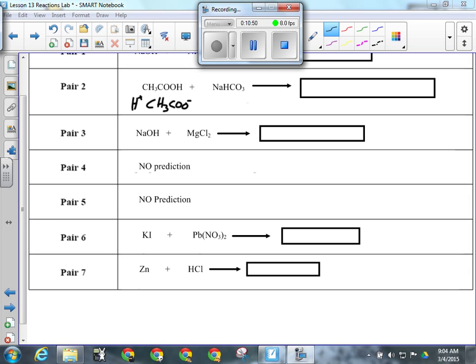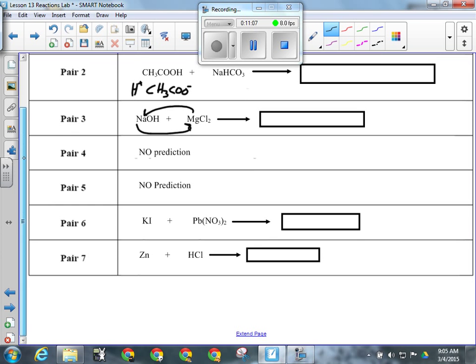Okay, for pair number 3, are they both ionic compounds? Is it another double replacement reaction? So we've got to swap the metals on that one. Do your predictions with the metals swapped there. And then we'll look at 6 and 7. Looking at pair 6, I've got potassium iodide reacting with lead 2 nitrate. Are those both ionic compounds? Is this another double replacement reaction? It is. So if they're both ionic compounds, we've got to swap the metals.